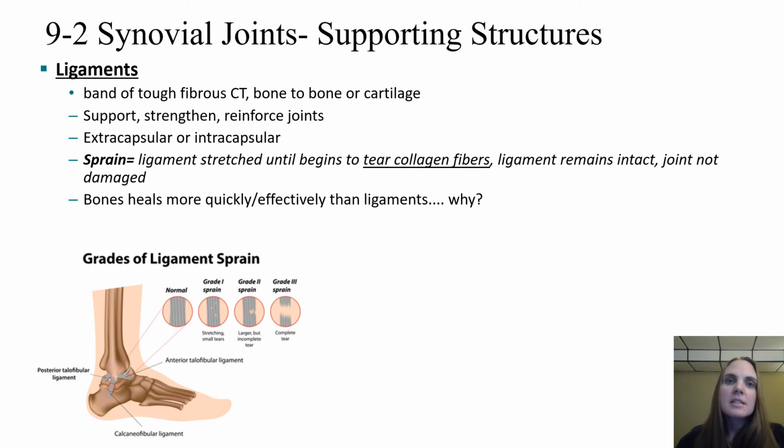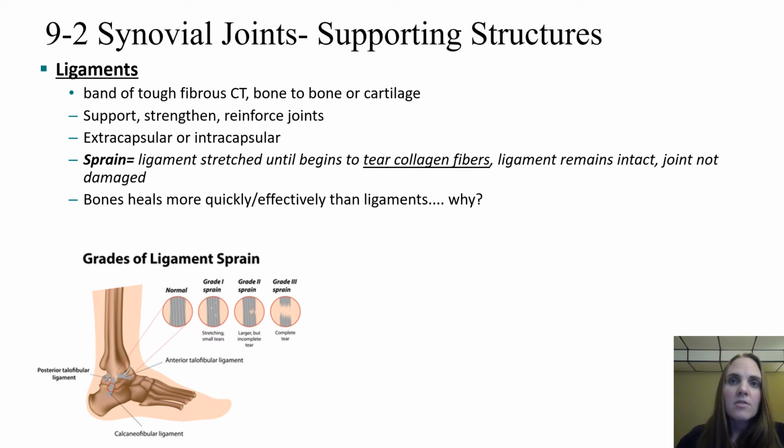Then we have ligaments. Ligaments are localized bands of tough fibrous connective tissue. Remember, they're made up of that dense regular connective tissue, and they connect bone to bone or bone to cartilage. They provide support, strengthen, and reinforce our joints. And we can have extracapsular or intracapsular ligaments, meaning inside that joint capsule or outside that joint capsule.